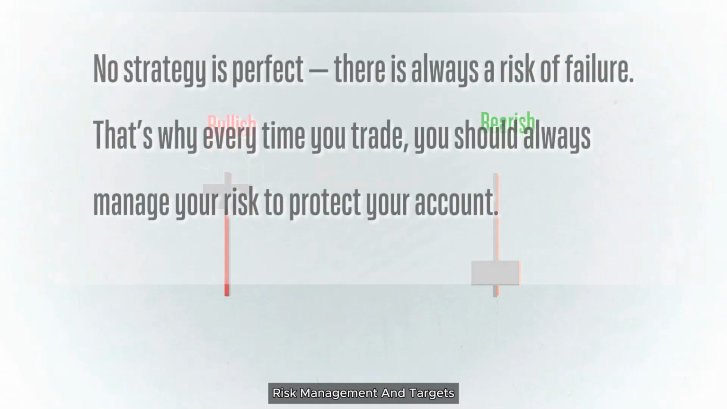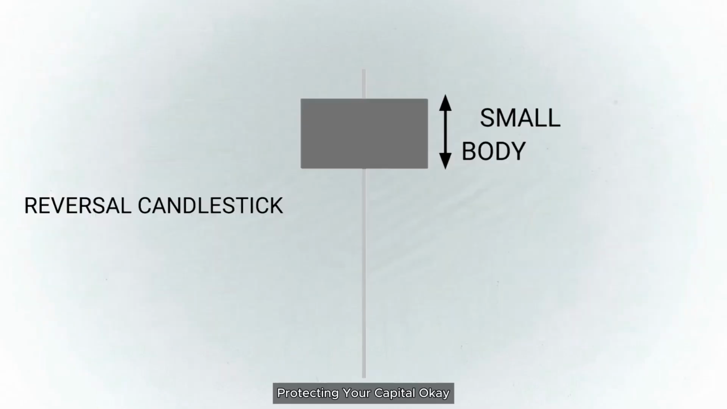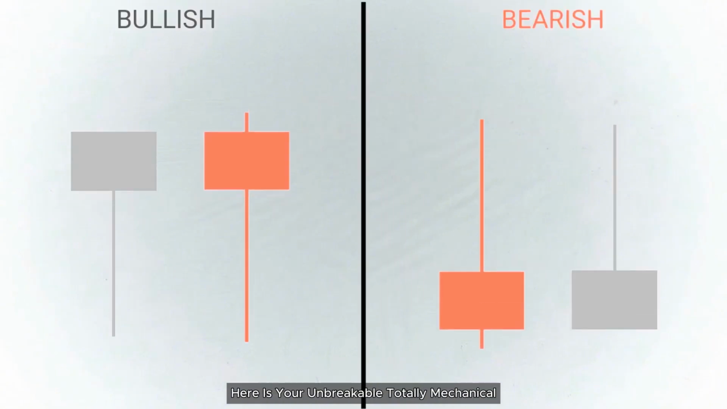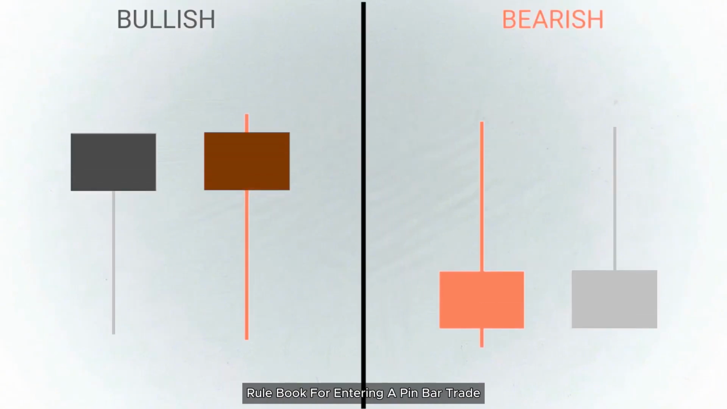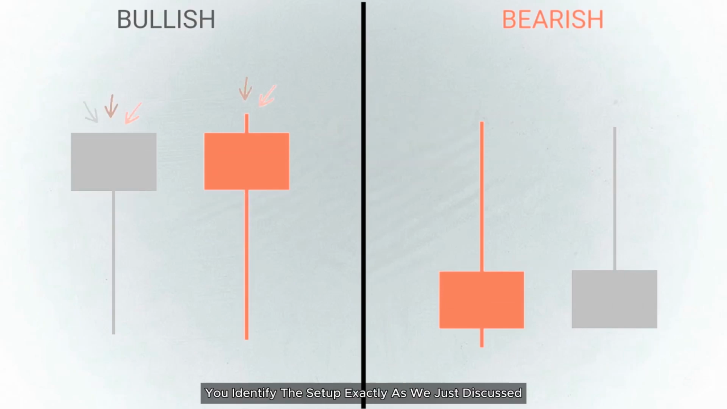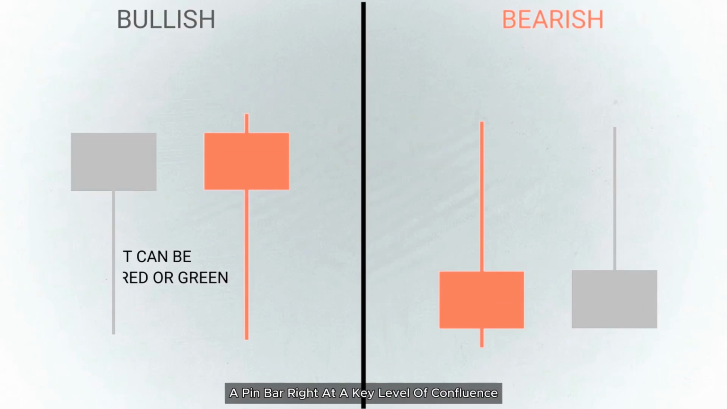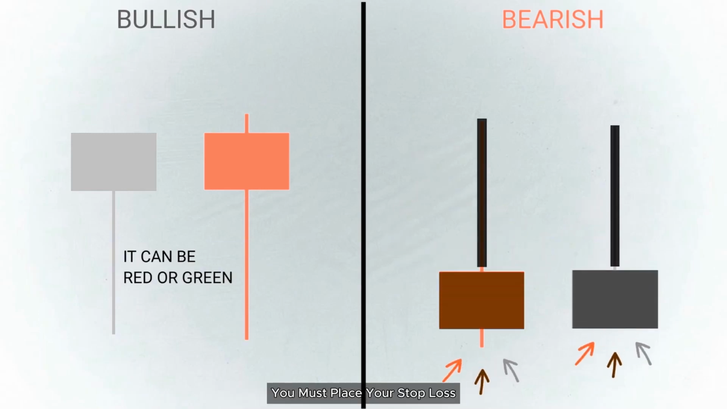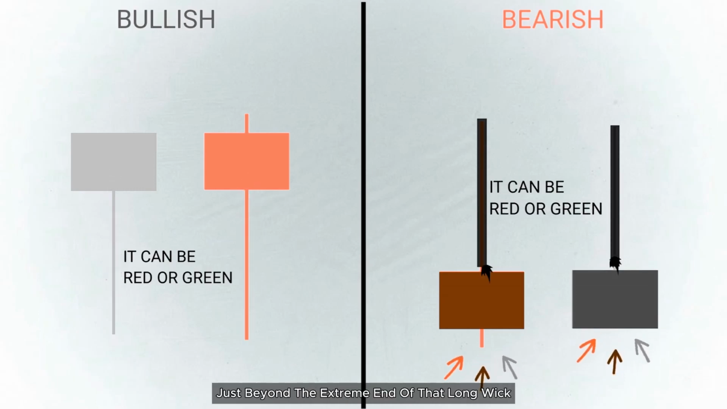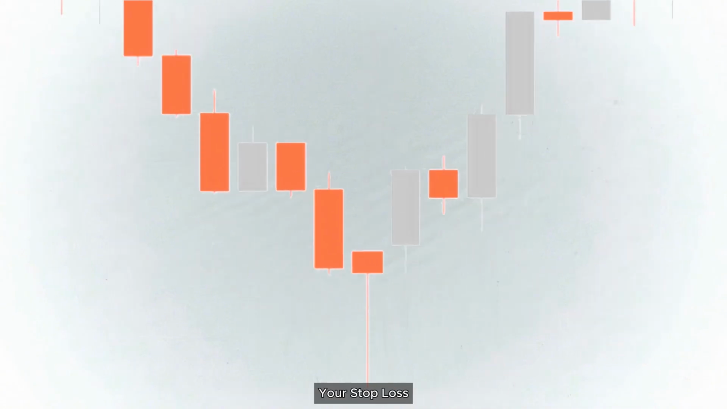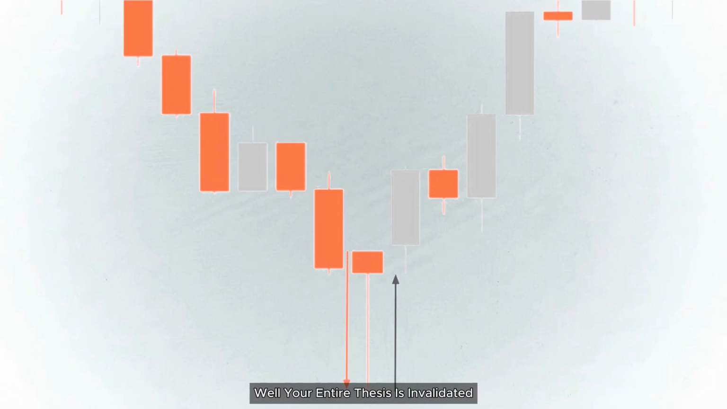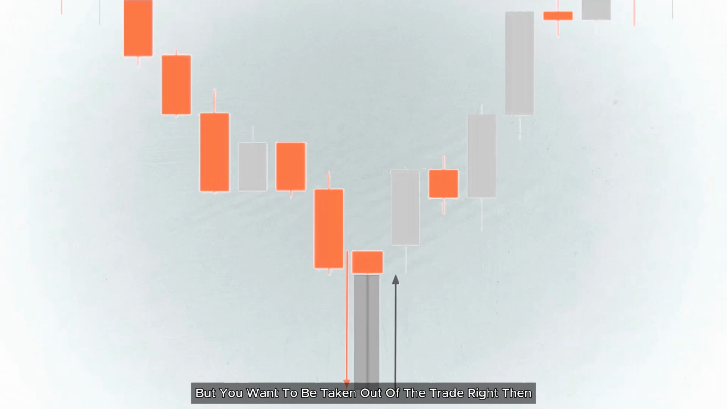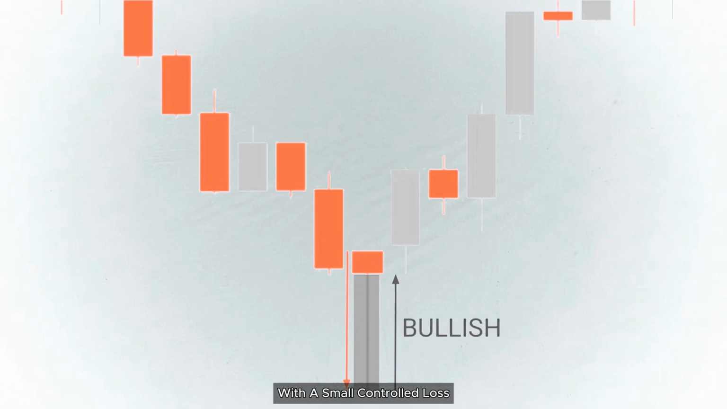Section 5. Risk management and targets. Protecting your capital. Okay, here is your unbreakable, totally mechanical rulebook for entering a pin bar trade. Step 1. You identify the setup exactly as we just discussed, a pin bar right at a key level of confluence. Step 2. The absolute moment you enter that trade, you must place your stop loss. And where does it go? Safely just beyond the extreme end of that long wick. If it's a bullish pin bar, your stop loss goes just below the lowest point of the lower wick. If the price happens to go below that wick, well, your entire thesis is invalidated. And that's okay, but you want to be taken out of the trade right then with a small controlled loss.